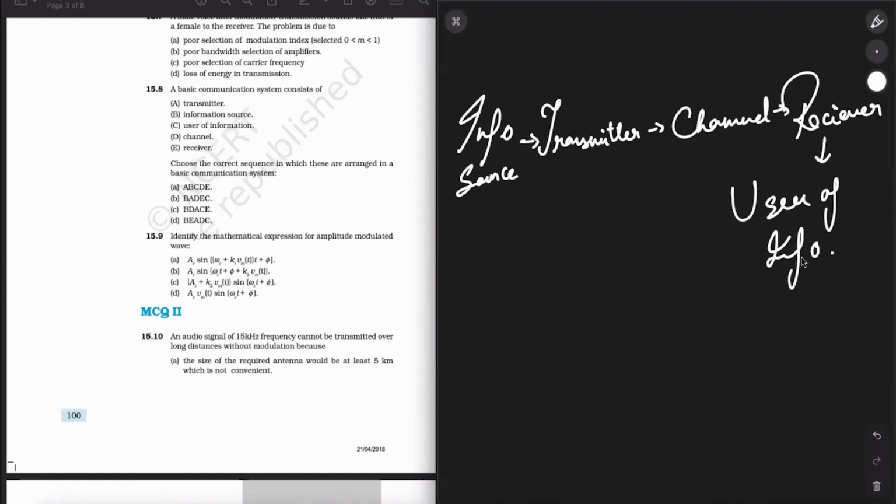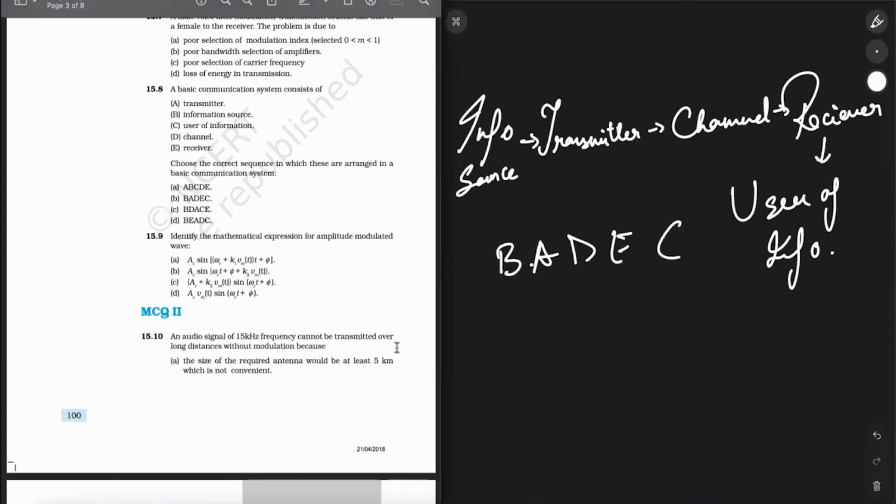Now you can check whichever option is coming first. Info source. So B will be coming first. All right. Then transmitter A. Channel is D. Then there is receiver is E. And user of info is C. The BADEC. BADEC is option number B. That is the correct option for this.